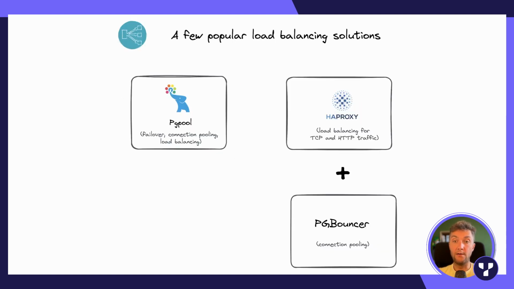When we are talking about a few popular load balancing solutions, again, there are many. You can continue using pgpool because in addition to the failover capabilities, it supports connection pooling and load balancing. Or another typical configuration is to use HAProxy for load balancing of your TCP and HTTP traffic, and then you can use pgbouncer for PostgreSQL connection pooling.